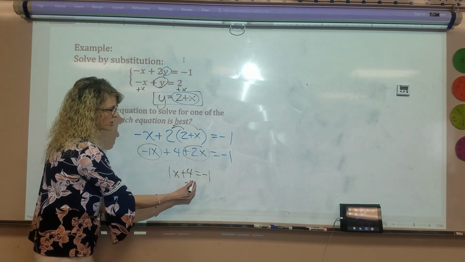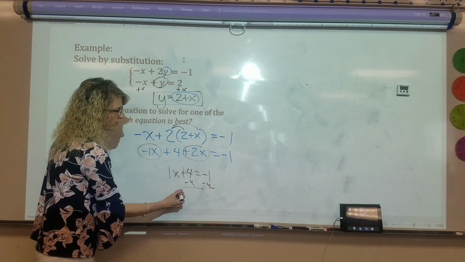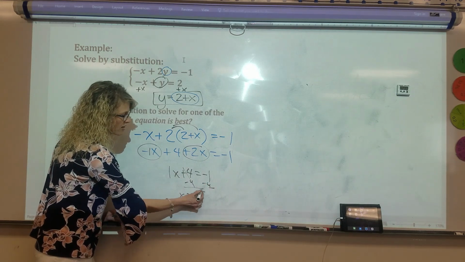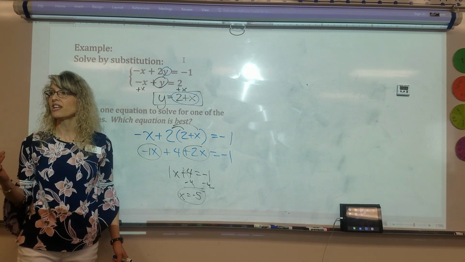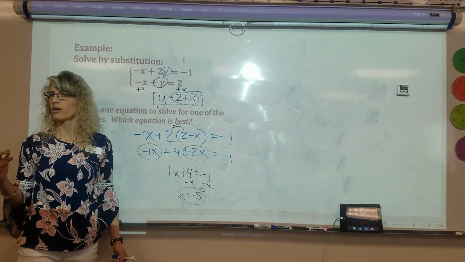Just to save time, I'm going to go ahead and just finish it out real quick. Subtract 4, we get x equals negative 5. Hey, what do I do with the negative 5? I know x. How do I find out y?